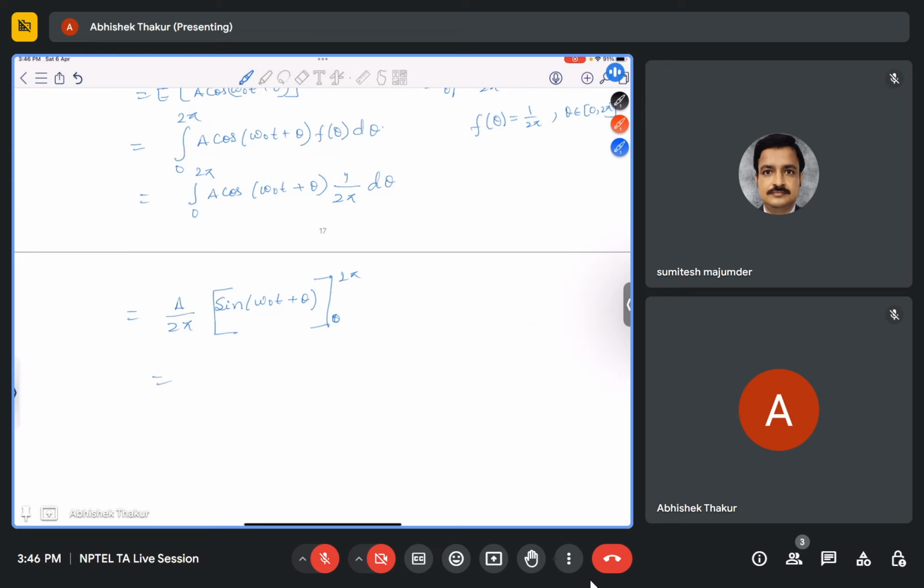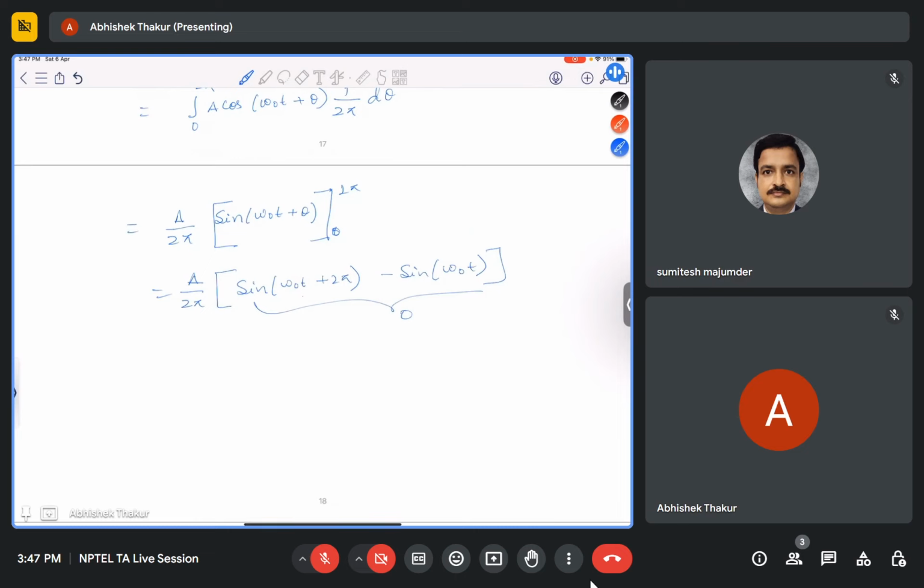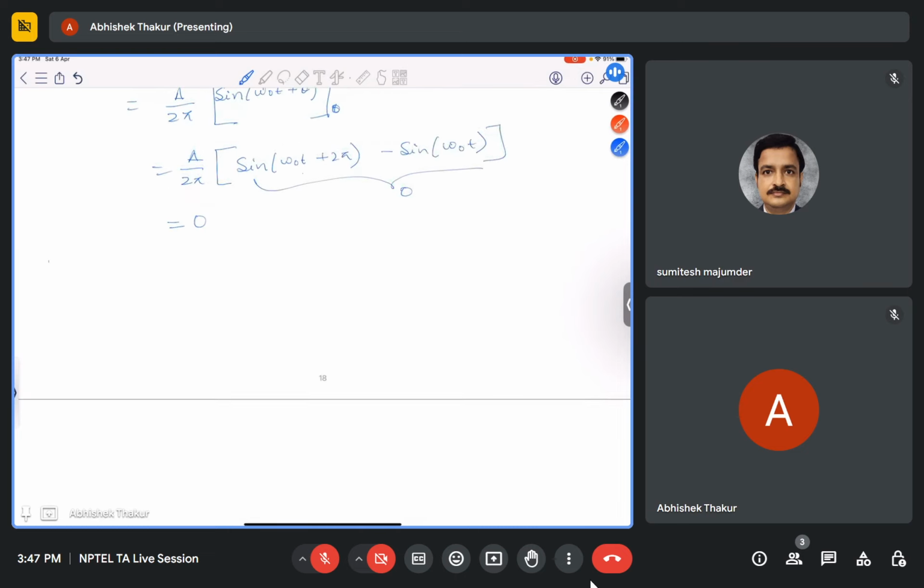Now substitute the values of theta, 2 pi and 0. We will get a by 2 pi times sin(omega naught t plus 2 pi) minus sin(omega naught t). Sine is a periodic function with a period of 2 pi, so this subtraction will become 0. So the answer is 0. So the mean is 0.